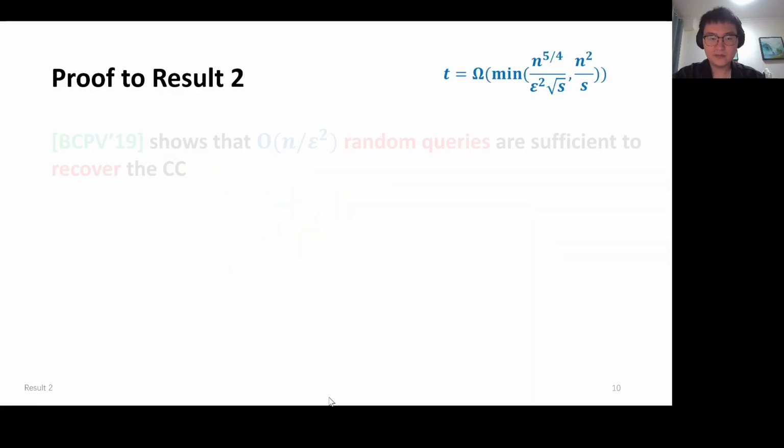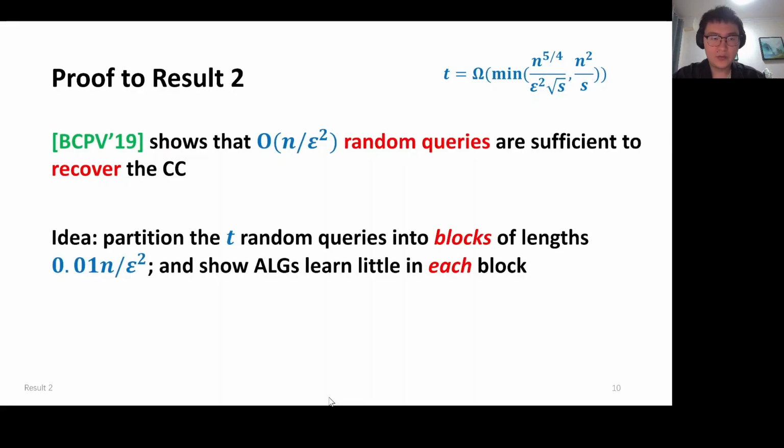Then we switch to result 2. As we already noted, the previous result already gives an algorithm showing that n over epsilon squared random queries are sufficient to recover the correlation clustering. So our idea is to partition the T random queries into blocks of length 0.01 n over epsilon squared, where T is a desired tiny lower bound, and 0.01 n over epsilon squared is determined in a way that by looking at each block alone, the algorithm is not able to figure out the answer.